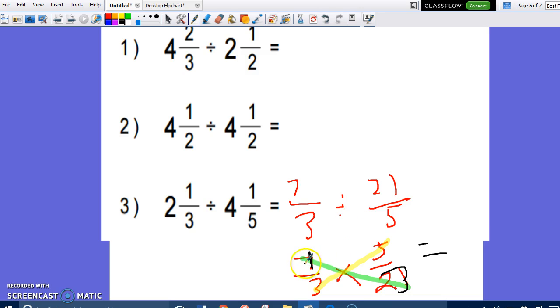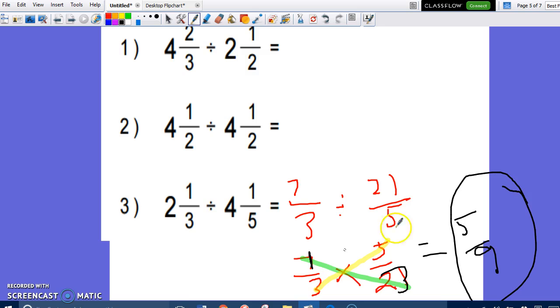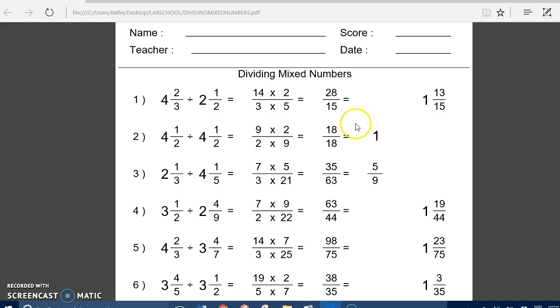Multiplying straight across, 1 times 5 is 5. 3 times 3 is 9. It is not top heavy. It is not an improper fraction, so I can keep that as my final answer. And we are done. Let's check. 5 over 9. Ta-da! Yes!